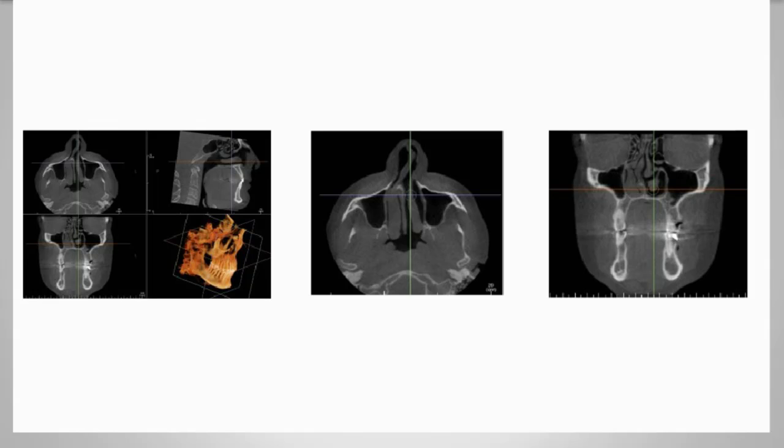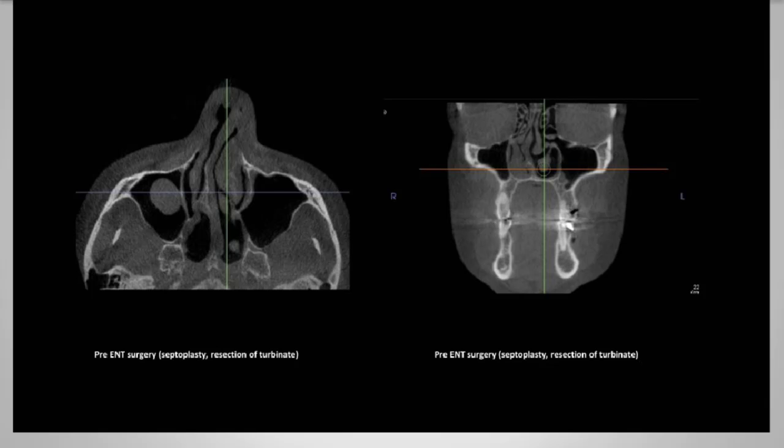I decided to have this corrected a few months ago, and I scanned myself post-surgically, and I'd like to share the results with you. So on the left, you see the image pre-surgery. You can see the extent of the deviated septum. And on the right, I'm sorry, here's the coronal view. Let me go to the next slide here. Okay, here we go, the comparison. On the left, you see pre-surgery, on the right, post-surgery.